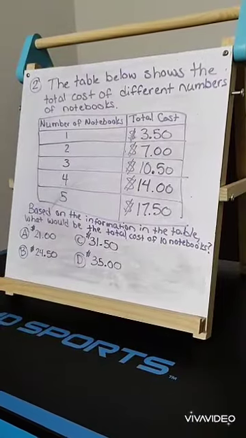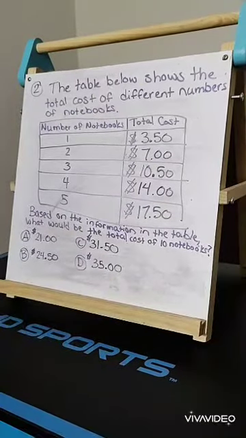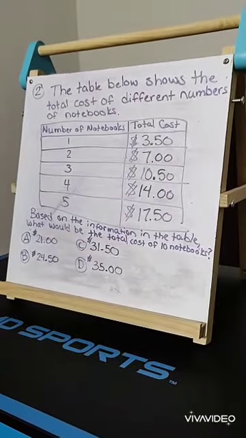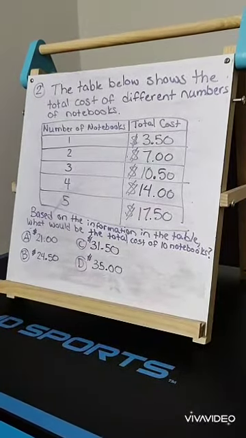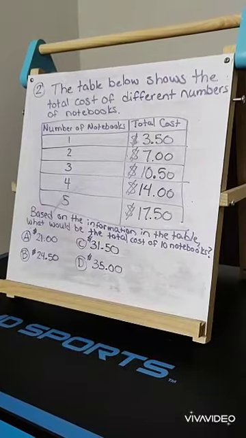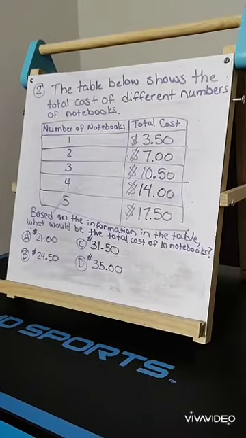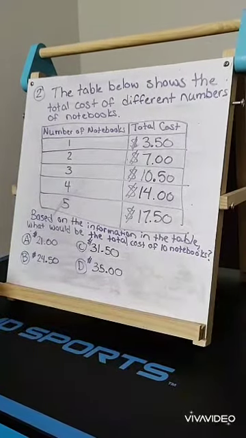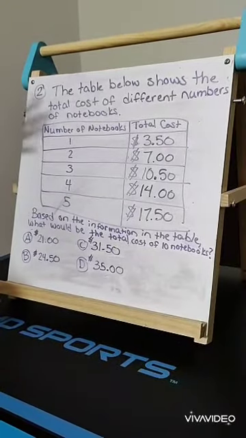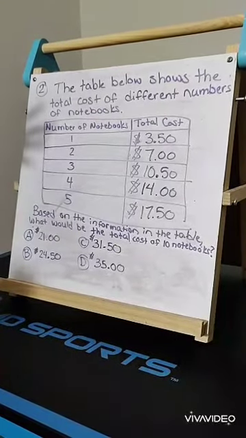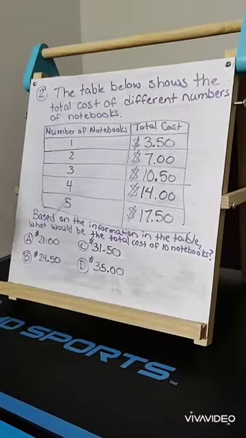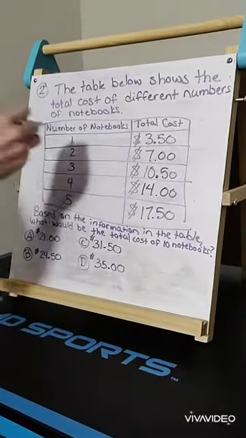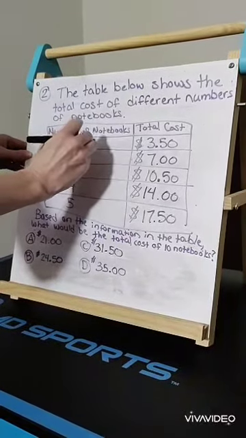Number 2. The table below shows the total cost of different numbers of notebooks. So over here we have how many notebooks you buy, and over here we have the cost. Based on the information in the table, what would be the total cost of 10 notebooks? So a lot of times when you're doing a cost one, that item costs the same amount every time. So as you buy more of them, you just multiply by how many you're buying. So I normally check that first. So I'm going to see if all the notebooks cost $3.50.